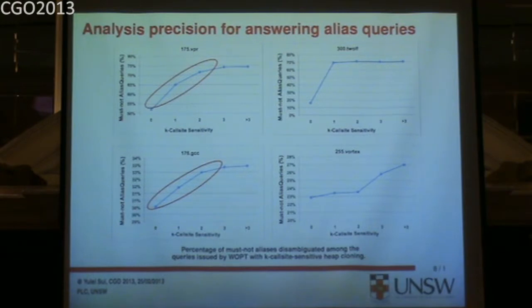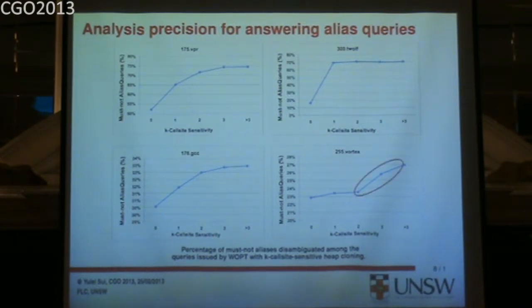We can first say that on the left-hand side there are 2 programs. The precision grows steadily when k increases. And we can see there's a bottleneck here. There's not much precision improvement when k equals 3 or greater than 3. One typical example is 2 errors. We can see that only one call-site-sensitive heap cloning is enough. There's no precision improvement after further heap cloning.